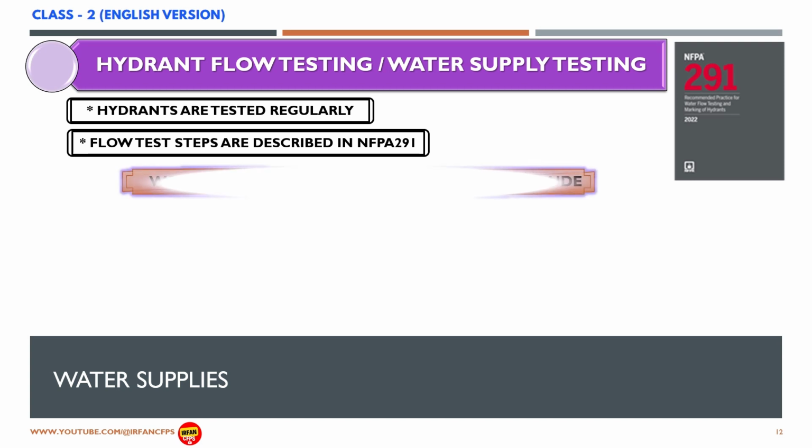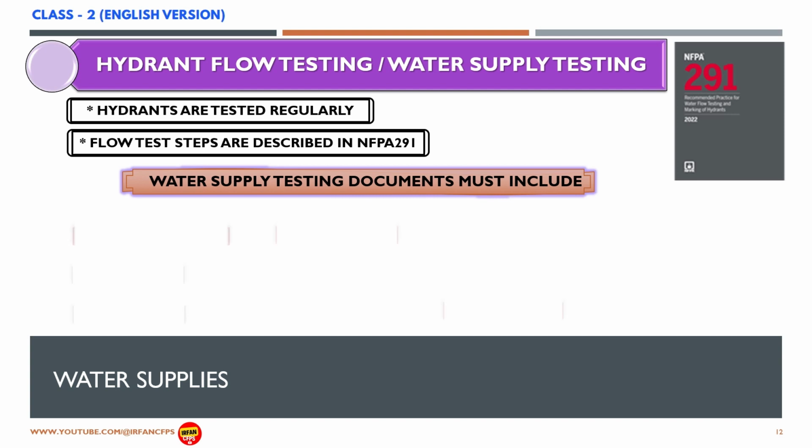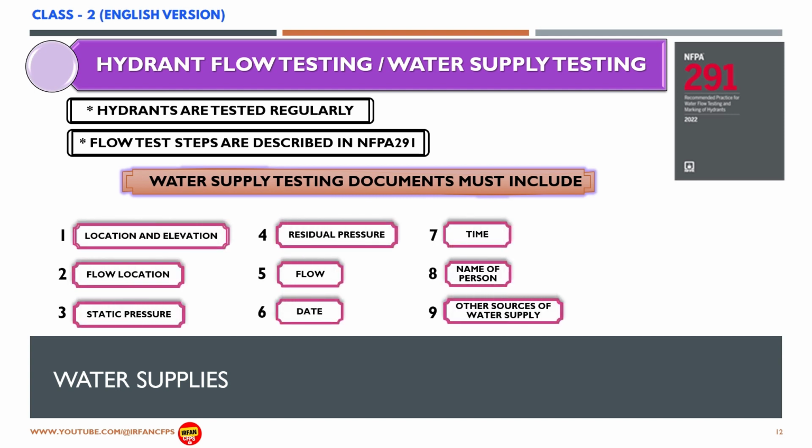Water supply testing documents must include all these 9 things. Number 1, location and elevation of static and residual test gauge with relation to the riser point reference. Number 2, flow location. Number 3, static pressure. Number 4, residual pressure. Number 5, flow. Number 6, date. Number 7, time. Number 8, name of the person who conducted the test or supplied the information. Number 9, other sources of water supply with pressure or elevation.